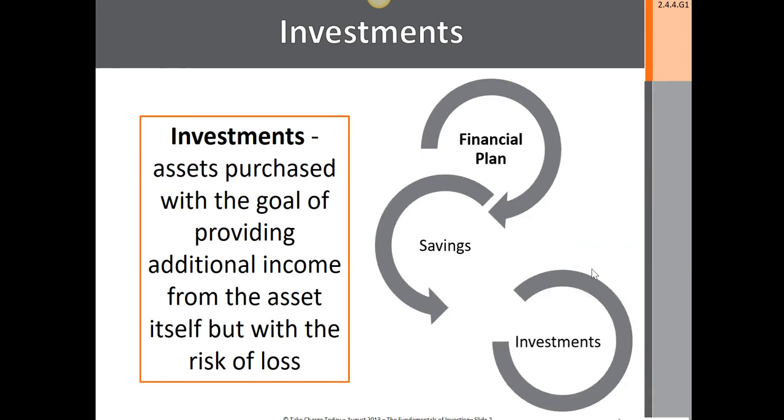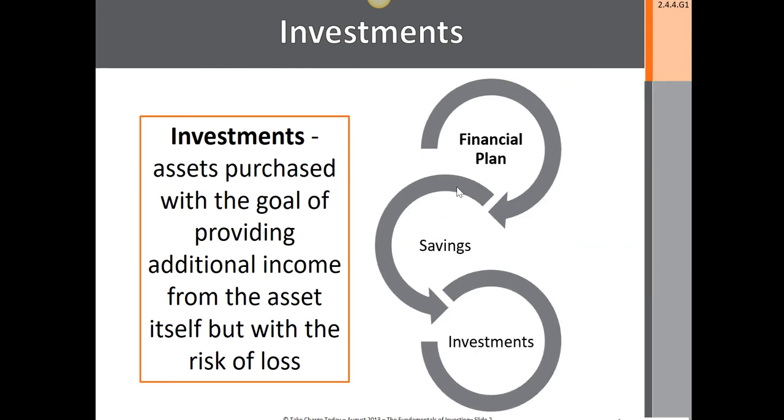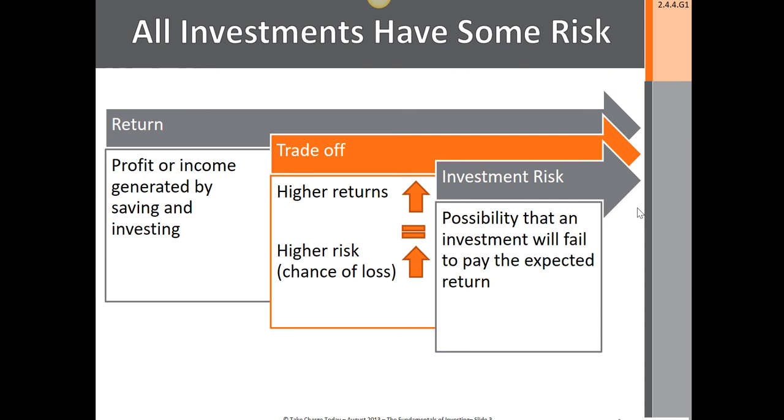So within a financial plan, you have a savings account for emergencies. This is connected to your bank, your savings account, and then separate investments. Investments are something you purchase like a stock or a piece of real estate. And the goal is that it will provide you additional income. But each investment that you make also comes with a risk that it will lose money. All investments have some risk, okay?